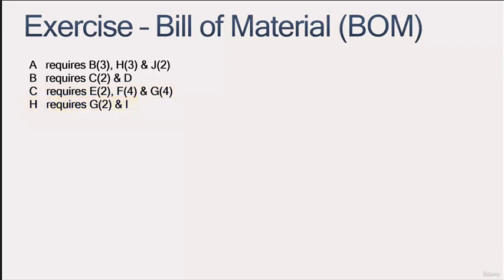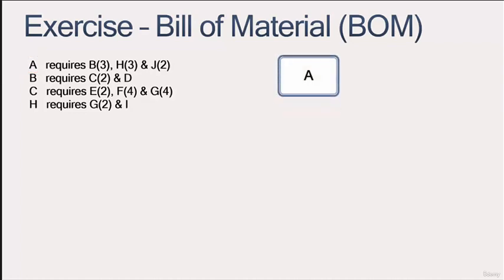First, we need to determine the parent item. We need to look at each relationship. B goes into A, so B isn't a parent. C goes into B, so C isn't a parent. H also goes into A, so H isn't the parent. Since we eliminated the others, by default, A must be the parent. But equally, A doesn't go into anything, so this is a check and confirmation that it's the parent item.